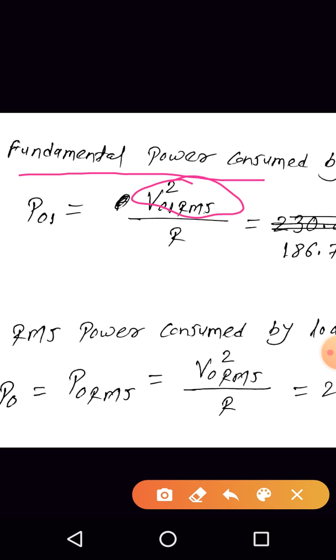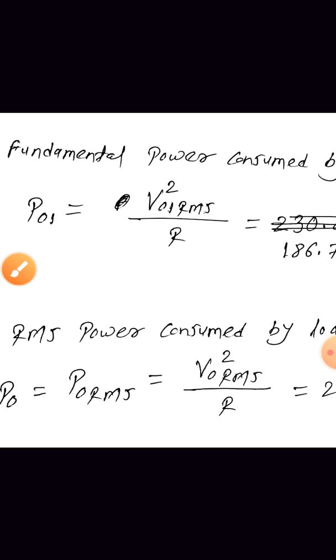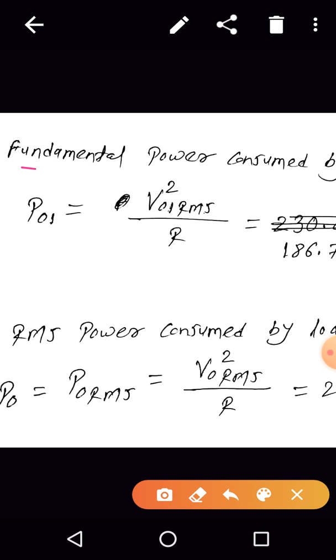So it is V01 RMS square divided by R. What is the V01 RMS? V01 RMS is the RMS value of the output voltage due to the fundamental component. We already calculated it, right? So put the value, you will be getting the value of P01, that is the fundamental power consumed, P01, right?